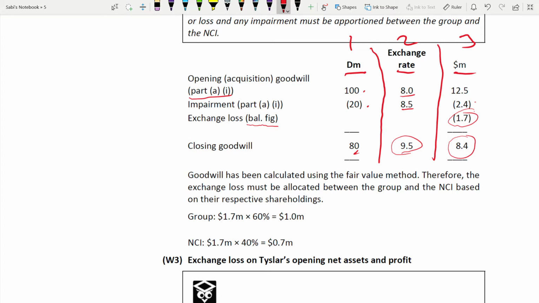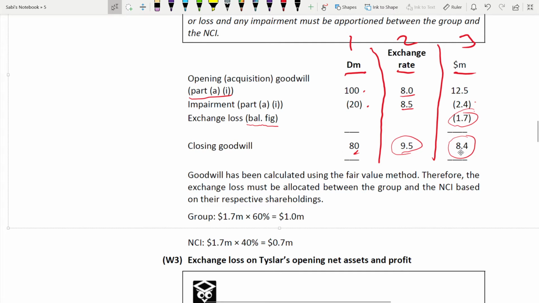Why does that exchange loss or profit come? Now the exchange profit or loss comes, that balance comes, why? You know, opening was translated at a different rate, and this was translated at the average rate. So different rates, so definitely there will be some balance which will come. Because when you take this 12.5 minus 2.4, just see what the balance is, it is 10.1. So here it should come 10.1, but it is 8.4. This difference is coming because 80 divided by 9.5 is 8.4.